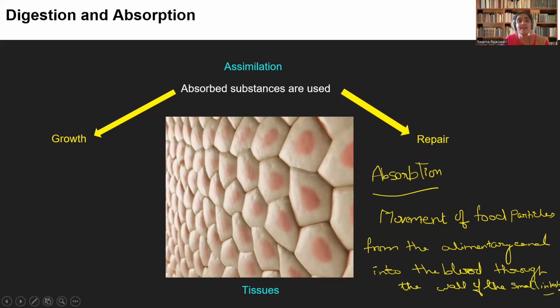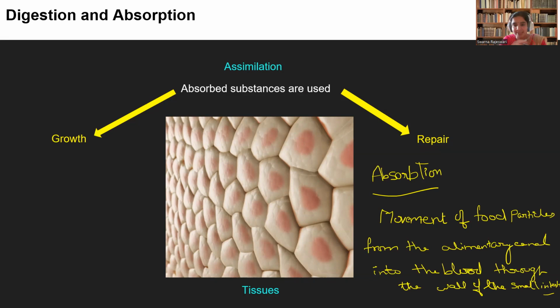So what is absorption? It is the movement of the digested food. After the food is digested, after it is converted into smaller particles, it has to be taken back into the body, back into our blood. Why does this process have to occur? It has to produce energy. Why are we taking food? The food particles after digestion have to be involved in the production of energy. So the digested food particles have to move from the alimentary canal into the blood through the wall of the alimentary canal, which we call absorption.